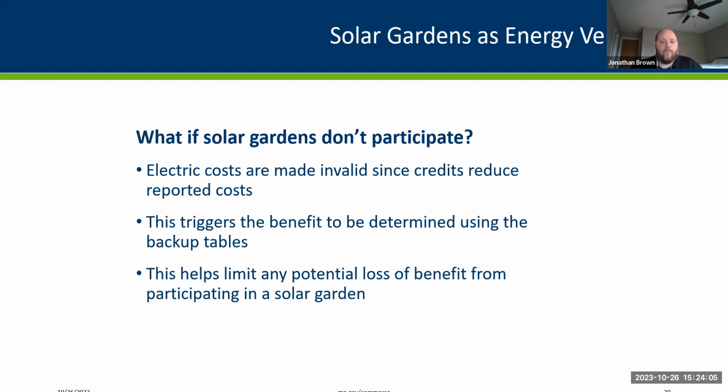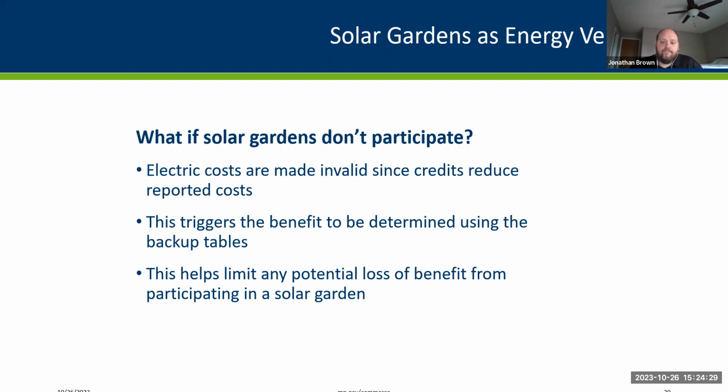And so in the cases where we don't get subscription costs from the solar garden, we do this backup so that the household isn't necessarily harmed. Now, again, it's an average. They might still come out behind. They might come out ahead in their benefit in that case. It's not perfect, but that's what we do to prevent losing out on the benefit.